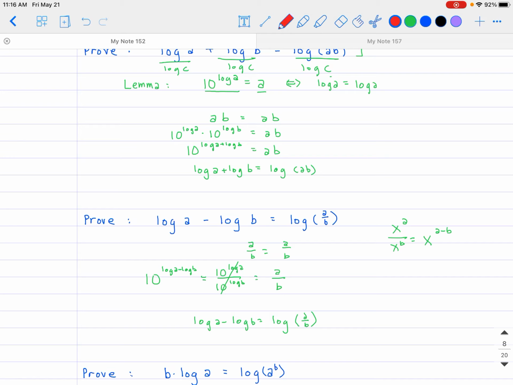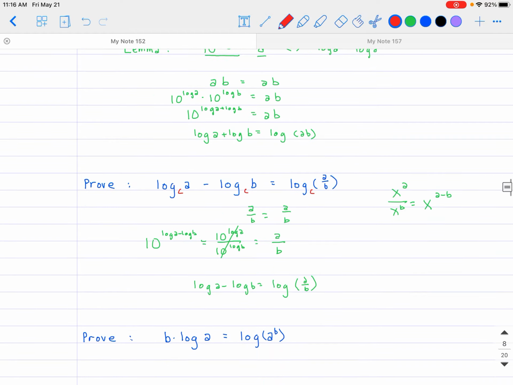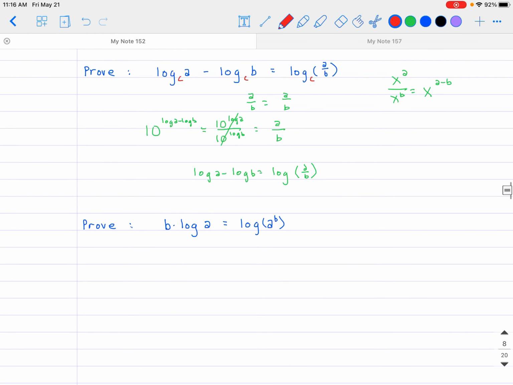And just like in the previous example, we're going to go ahead and make this proof a little bit stronger and have a base c on all of them. So we're no longer restricted to just base 10. And finally, for the last one, if I have b times the log of a, that's supposed to be equal to the log of a to the b power.